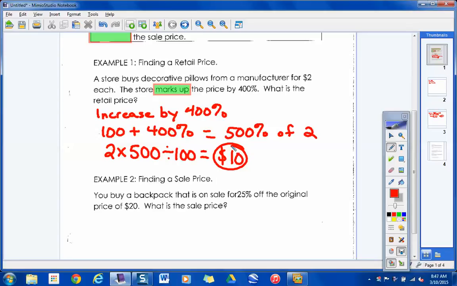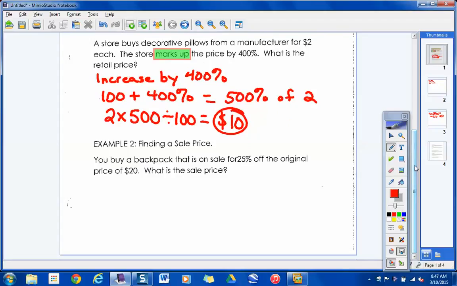So again, isn't this exactly like the last section? Just have to understand that a markup is an increase. Find your percent. If it's an increase, add it to what value? 100. Take the original times the new percent, divide by 100, and you've got your retail price.